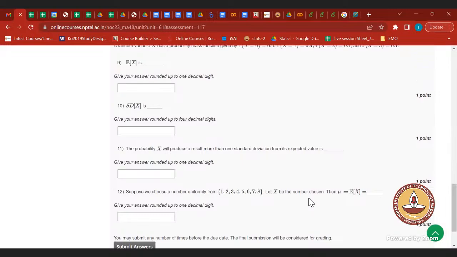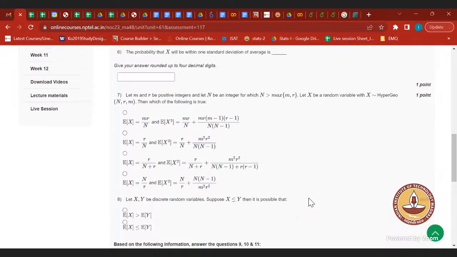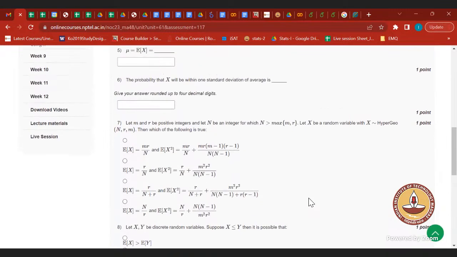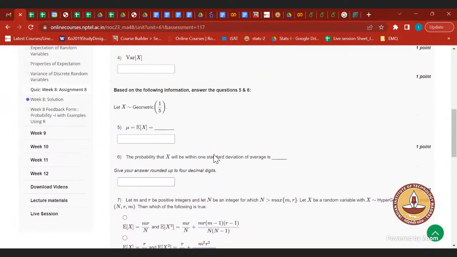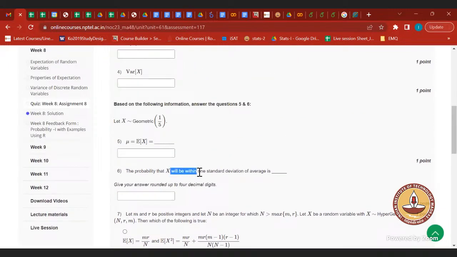Another one is there, question number 7. What I have done, I will explain first. Question number 7 and question number 6. First, we will take up question number 6.